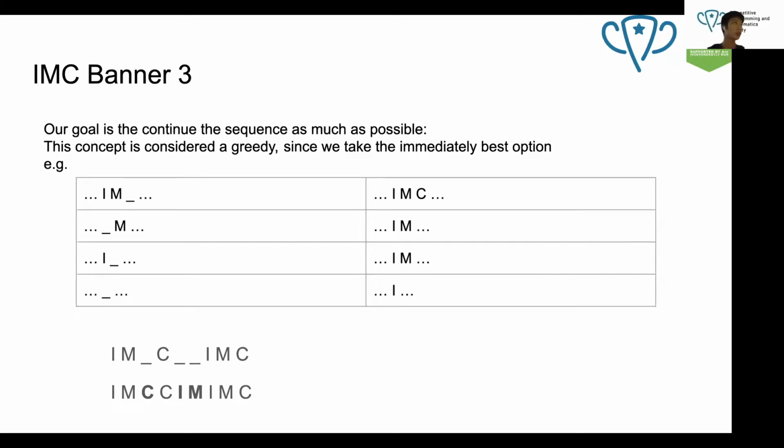Similarly, if you see an I and a space, you might as well try to put an M and see how you go as you continue along the string. And if none of those are the case, that means you might be able to start a new IMC string. So you would put an I, and hopefully you have more spaces later on to put an M or a C. Could I get in the chat if that makes sense so far?